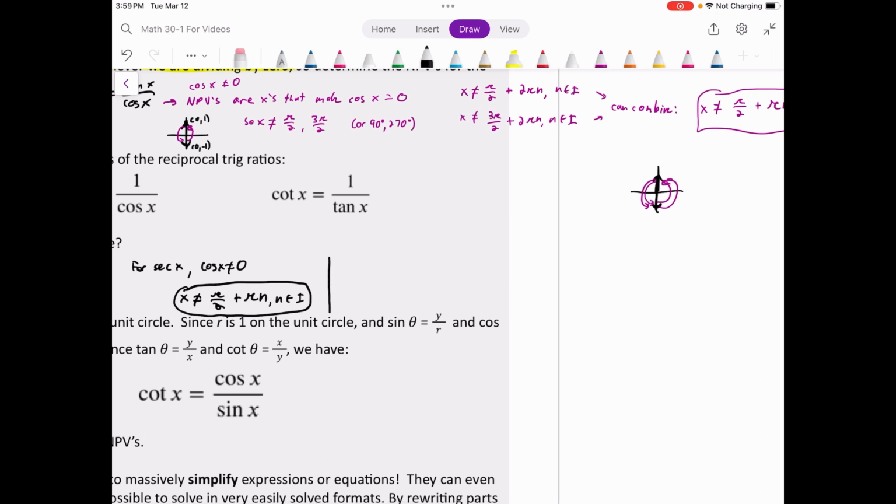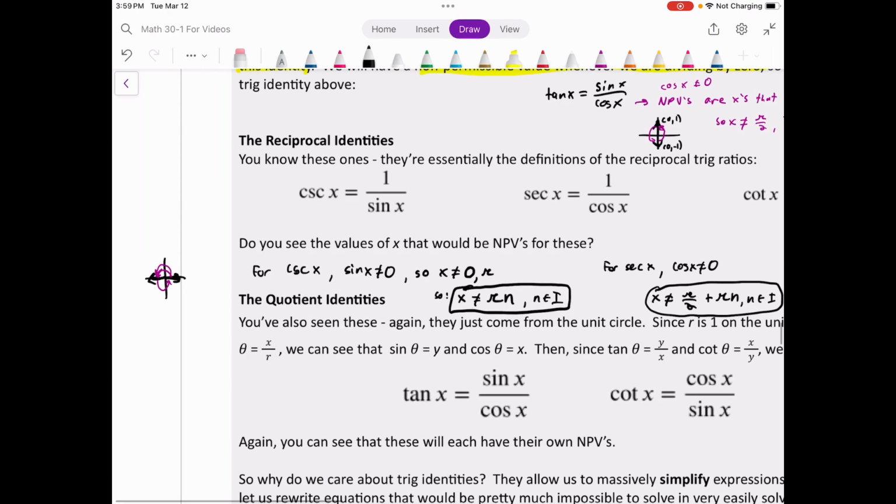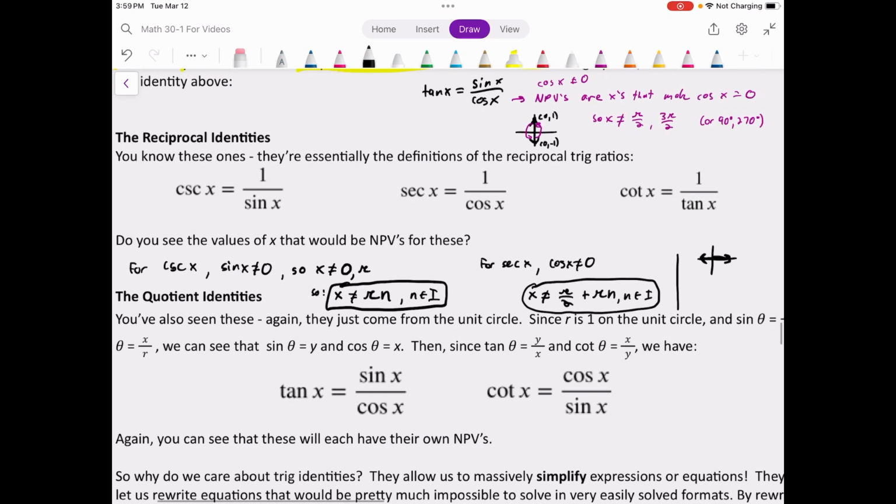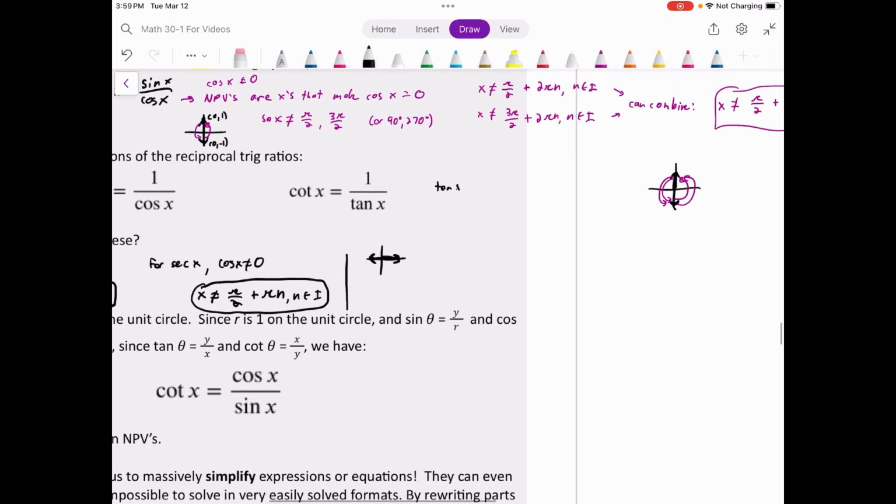Well, if we think about it, once again, it's opposite over adjacent, right? Or y over x if we're still thinking about the reference triangle and its y part and its x part. So where is the y coordinate 0 for our reference triangles? It's at 0 and pi, right? It's actually the same as sine x. That makes sense because tan x equals sine x over cos x, right?